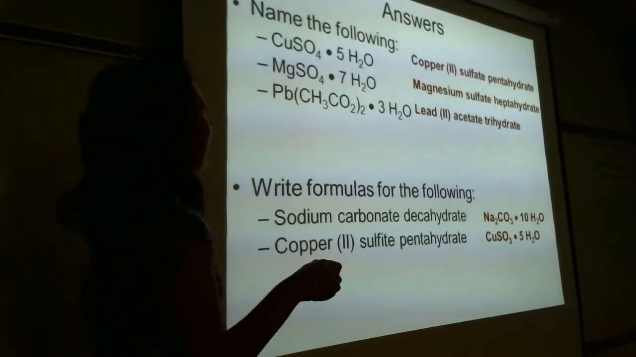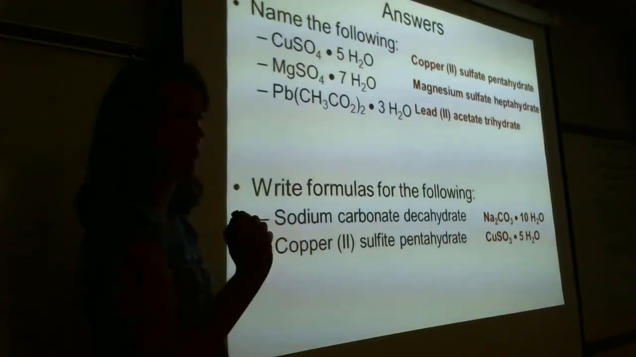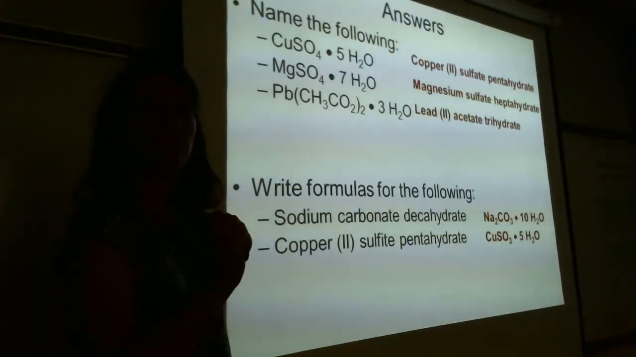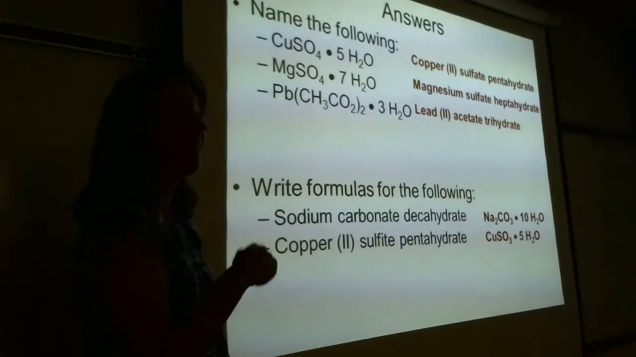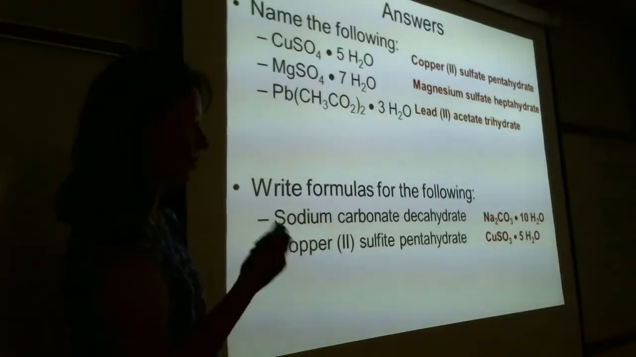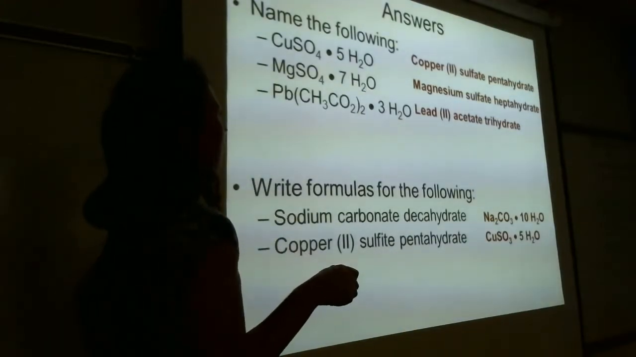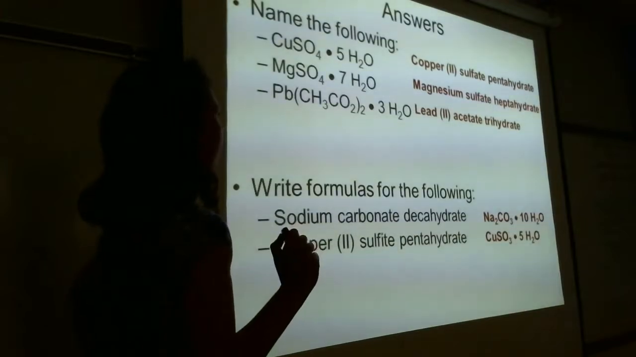Why is it not magnesium 2 sulfate? Does magnesium need Roman numerals? No. Manganese does. Magnesium does not. Right, so it's just magnesium sulfate heptahydrate.